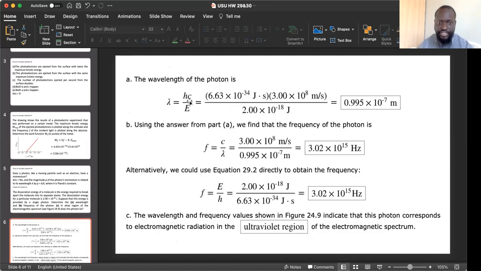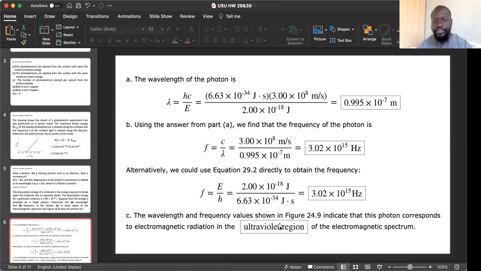So the first part, hc over lambda is energy. So lambda is hc over energy. 6.63 times c over energy, we get our lambda. And then frequency is speed over lambda. So we get speed of light from the electromagnetic spectrum. From there, we get the frequency. And then you can also use frequency is energy over h. If you like, you get the same answer.